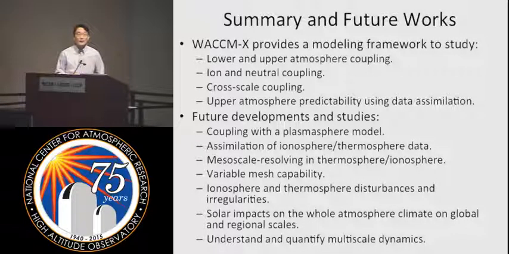We considered a lot of things, especially 4 aspects: the regional coupling, lower and upper atmosphere coupling, the ion-neutral coupling, and cross-scale coupling, using the high-res model. Using the model, we can also study the upper atmosphere predictability and develop data assimilation capability. And these are some of the future developments. As I mentioned earlier, our colleagues at NRL are developing a coupling with the plasmasphere model, SAMI3. And for data assimilation, we would like to push further to assimilate ionosphere and thermosphere data.